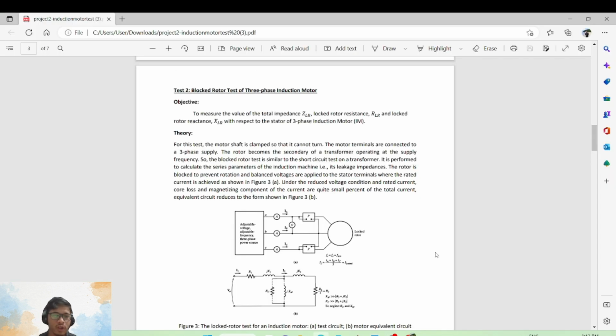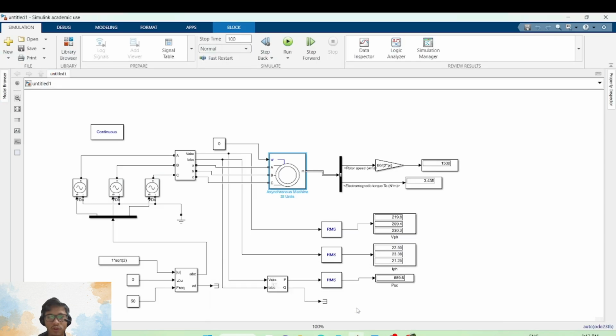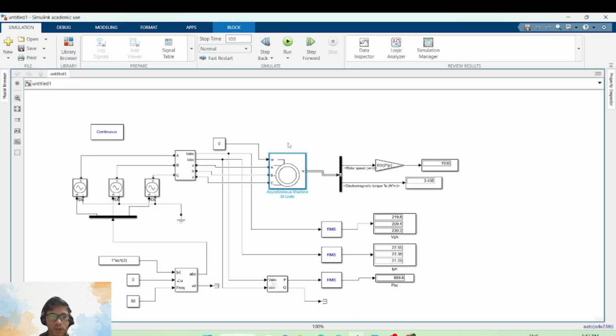So the next part is test 2, which is the blocked rotor test of the three-phase induction motor. As you know, the blocked rotor test enables us to determine the efficiency and the circuit parameters of the equivalent circuit of a three-phase induction motor. In the blocked rotor test, the shaft of the motor is locked so that it cannot rotate and the rotor winding is short circuited. So this is the circuit that we developed.